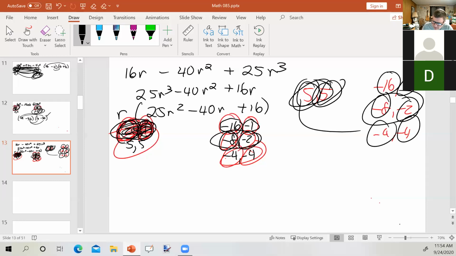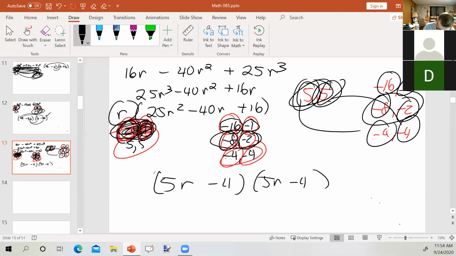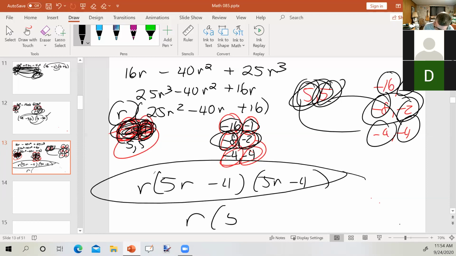Here we go. 5 times negative 4 is negative 20. 5 times negative 4 is negative 20. So I've got to have a 5r and a 5r and a minus 4 and a minus 4. Don't forget that r outside. So I end up getting that, which, as we talked about yesterday, could also be written that way. Okay.